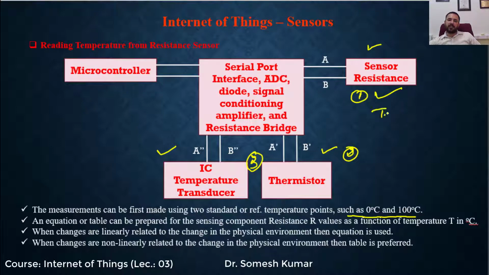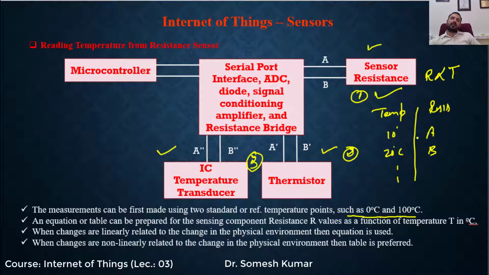For example, in the table, at 10 degrees Celsius the resistance should be A. Next, at 20 degrees Celsius the resistance should be B, and so on. So this table is created, or some equation if the resistance has a linear relationship with the temperature. If it has a linear relationship, then this equation is used. If there is a non-linear relationship, then this table is used. Fine.